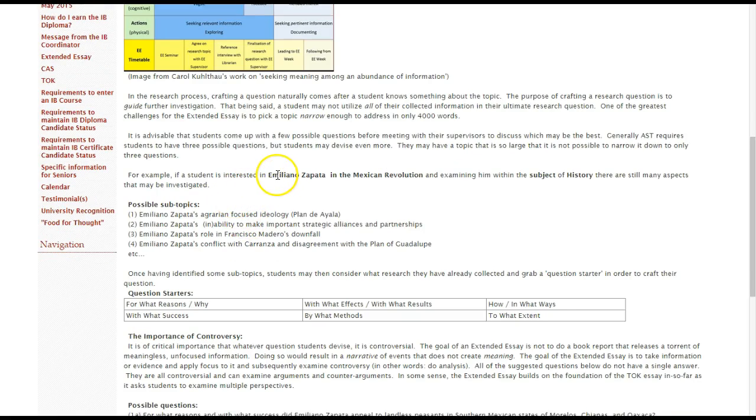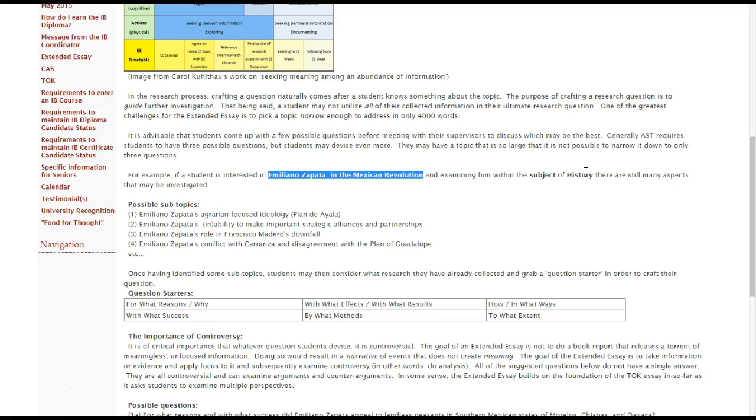But continuing from the previous videos, we've got some examples. And the example that I used in the research stage was Emiliano Zapata and the Mexican Revolution. So you've already done your research on him, or I did in my fictional example, collected some sources. And I know a bunch of stuff about him, but I don't know exactly what my question's going to be. I know that I'm going to look at them through the subject of history, and I've looked at some examples of what a history essay looks like, and I've thought about the skills associated with a history essay, but I don't know exactly what my questions are going to be.